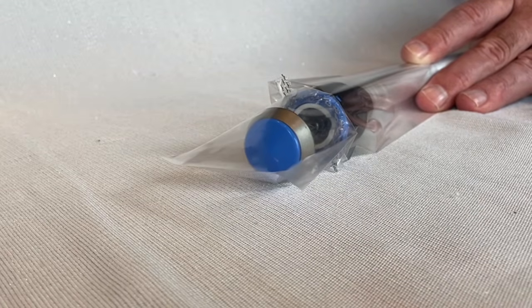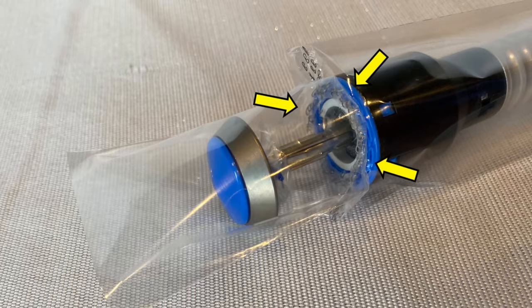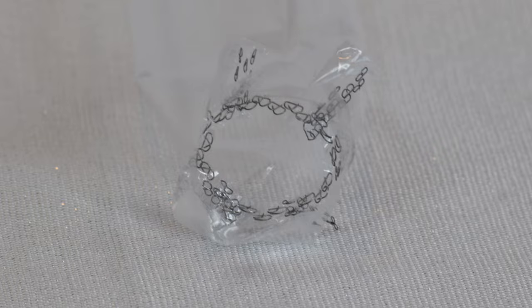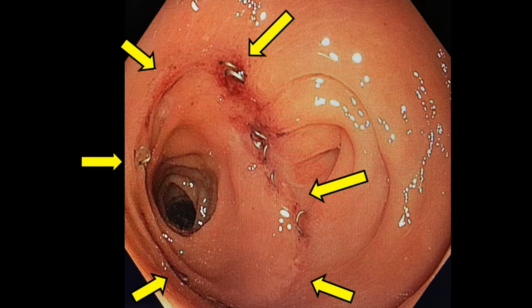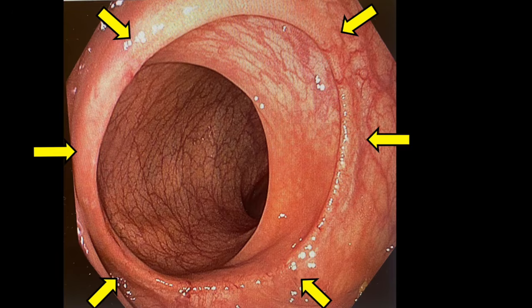Now let's open up the stapler a little bit, and you can see the circular row of staples that's been formed. Now let's take that sealed bag, look right down the middle, and you can see here's the anastomosis with a circular row of staples. This is what it looks like in a patient shortly after we've created this anastomosis. And this is what it looks like several years later, and you can see the staples have been completely sealed over. You can't even see them.